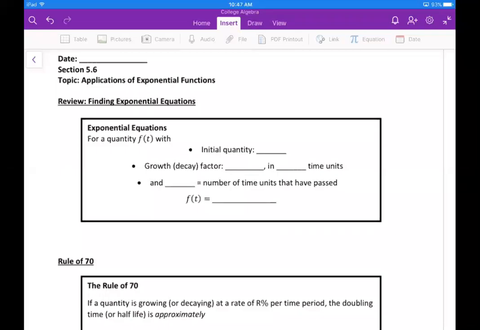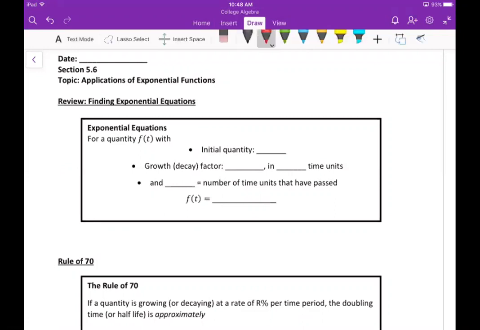Hi guys, we're ready for section 5.6, which is just more applications of exponential functions. And this is one of my favorite sections because we look at some real world, pretty cool examples of when we can use these exponential functions. And then this is even more practice with how to generate these exponential functions to match scenarios. Okay, so a lot of review today with just a couple of new topics.